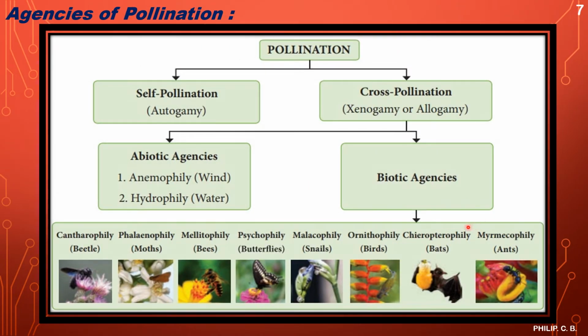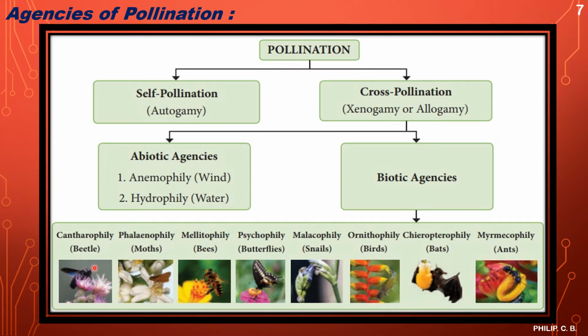Then agencies of pollination. So now we come to the agencies. In the first two slides we saw different agents in animation images. So here: pollination, self-pollination, cross-pollination. Self-pollination, as you know, is autogamy. Cross-pollination is xenogamy. Cross-pollination has abiotic agents, wind and water. Wind is called anemophily, water hydrophily. Whereas biotic agents, there are many which are added over here for your better understanding, and it will even be helpful from the NEET exam point of view.